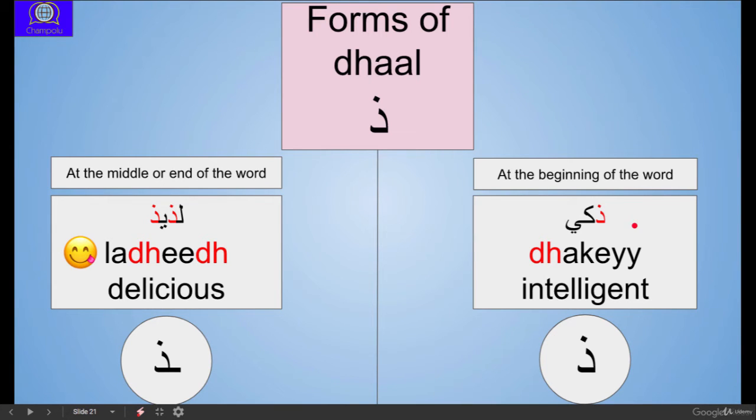We can see this in a word like the key, when the letter ذال occurs in the beginning of the word, so it takes the initial form. However, when the letter ذال occurs in the middle or the end of the word, like in the word لذيذ, you'll find that it takes the medial or the final form for both instances of ذال here.